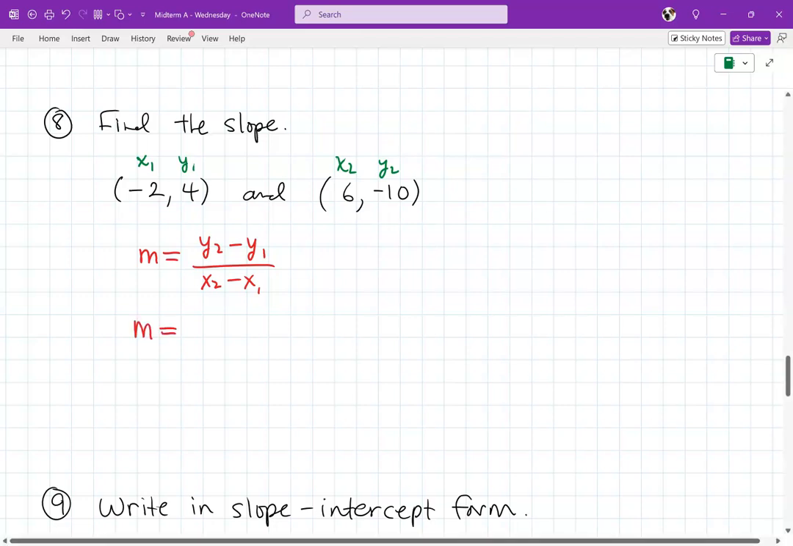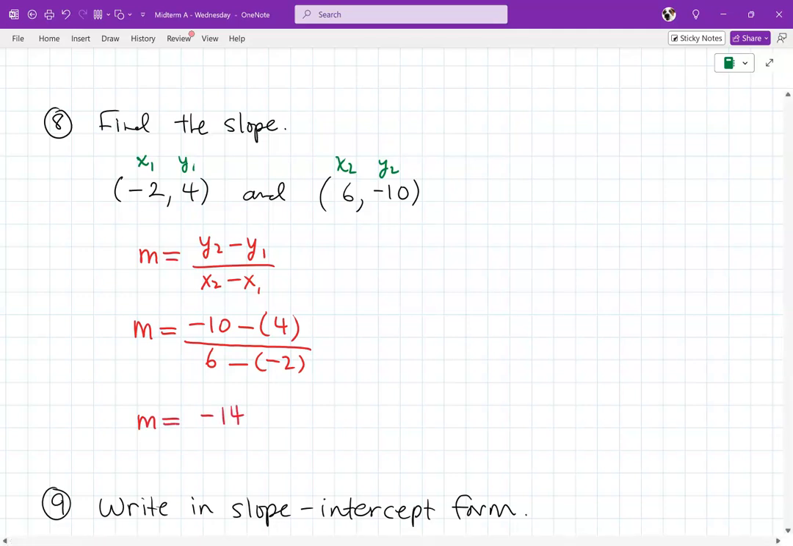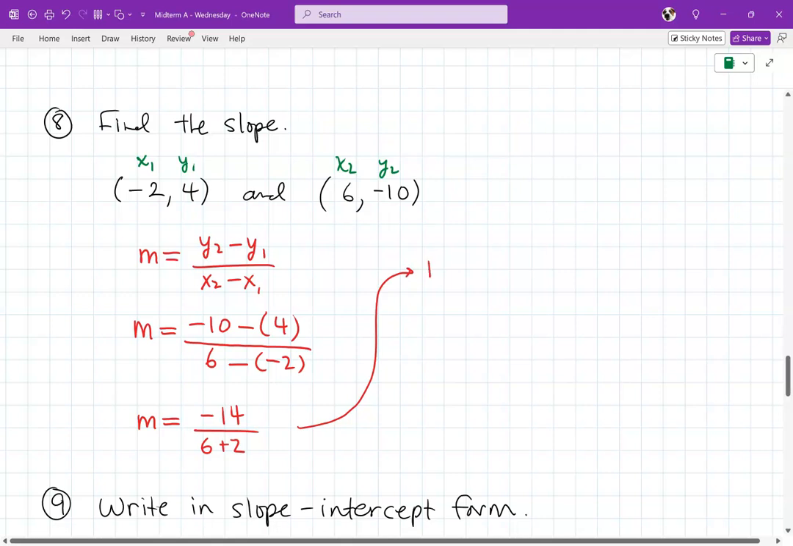So y2 is negative 10 minus y1 is 4. Remember, I like to put a parenthesis around the second number. That's just my thing. You don't have to. I just want to make sure I don't mess up. And then x2, that's 6 minus x1, that's a negative 2. So a negative 10 minus 4 is a negative 14. 6 minus negative 2, that's actually a 6 plus 2. So m is equal to negative 14 over 8. And I reduce that by 2, I'll get 7 over 4. So m is equal to negative 7 over 4.